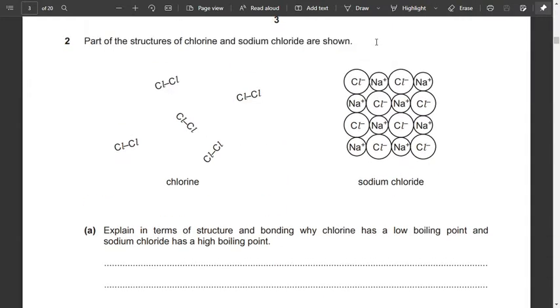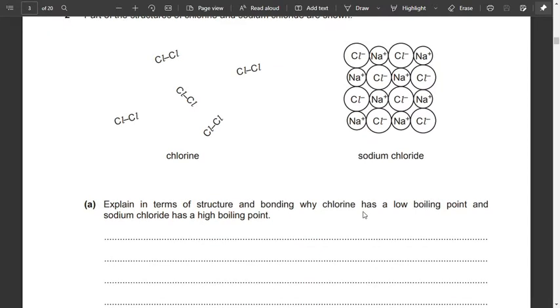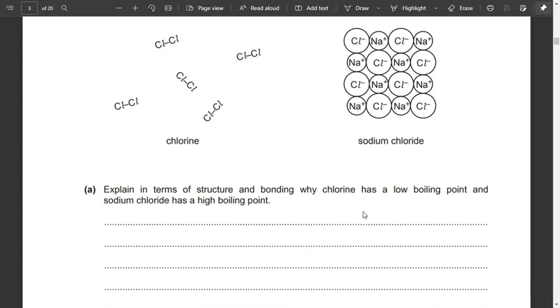So once again I am repeating all of this. Point number 1: chlorine is a simple molecule, while this is an ionic compound. Point number 2: chlorine has weaker intermolecular forces, while sodium chloride has stronger intermolecular forces. Like it's weak for chlorine and stronger for sodium chloride, comparatively. You can compare them again. This is the second point. And the last point is that the forces between the ions are stronger. NaCl has stronger attractive forces between the ions.